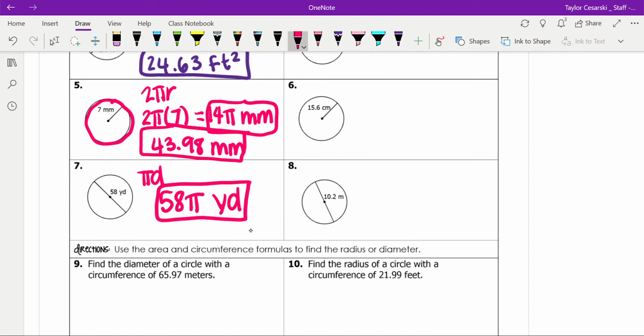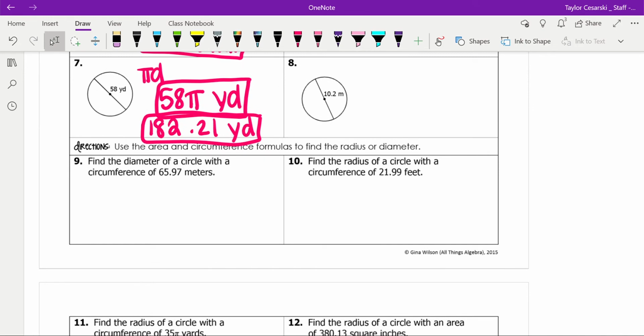and you could get 182.21 yards. The important thing is you can't mix up these two ways of writing it. So I couldn't just put 58 and forget the pi, and I couldn't put 182.21 pi. Make sure whatever way you choose, you've got to stick with it.